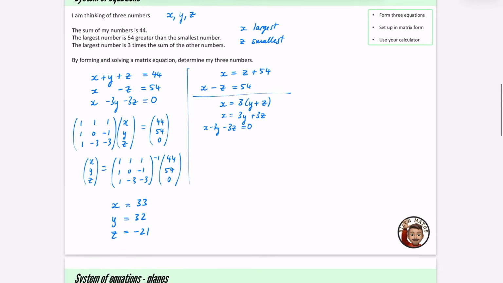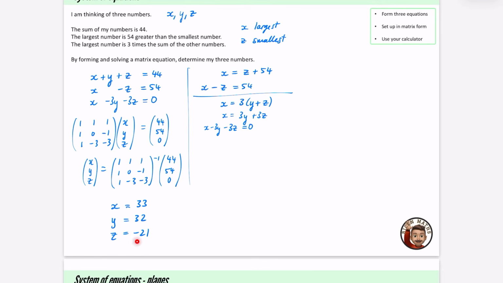Let's actually check that these things do make sense, right? In the context of this question, if I add them, they should be 44. So 33, 32, minus 21, yeah, that's 44. The largest number, 33, is 54 greater than the smallest number. 54 plus negative 21 is 33, that's great. And the largest number, 33, is 3 times the sum of the others. 32 minus 21 is 11, times it by 3, and we do get this. So this is definitely correct. But this is what they're looking for: that evidence of how to solve a matrix equation here.